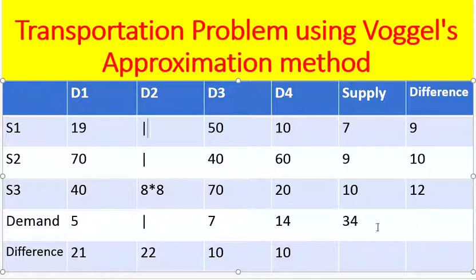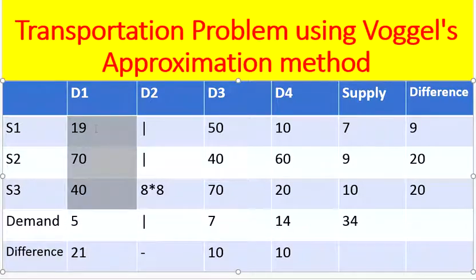Now we calculate the differences again. The first column's difference is 21, the second column's is now null, the third column's is 10, and the fourth column's is 10. The first row's difference is now 9, the second row's is now 20, because 60 minus 40 is 20, and the third row's is also 20, because it is 40 minus 20. Which difference is greater? 21 is greater, so we choose the elements of that column in the cost matrix.